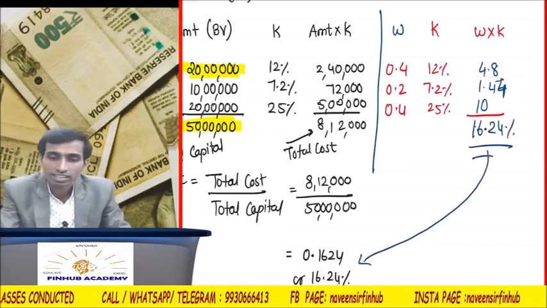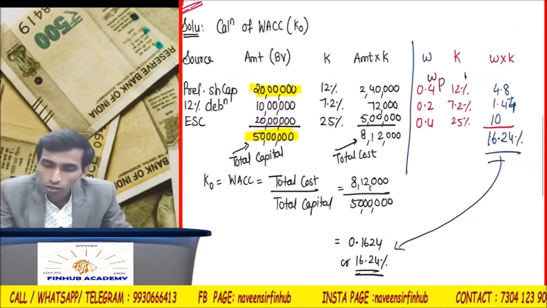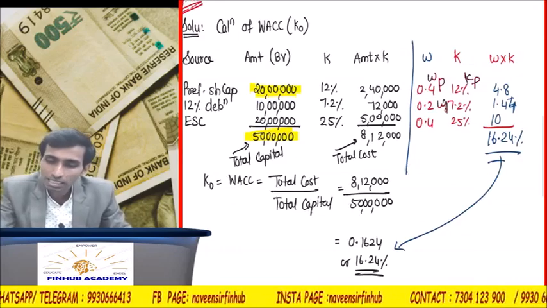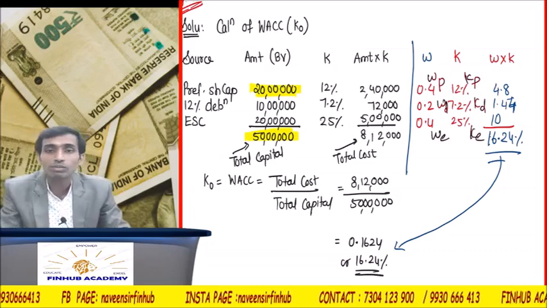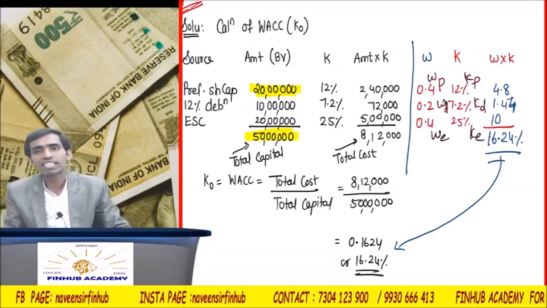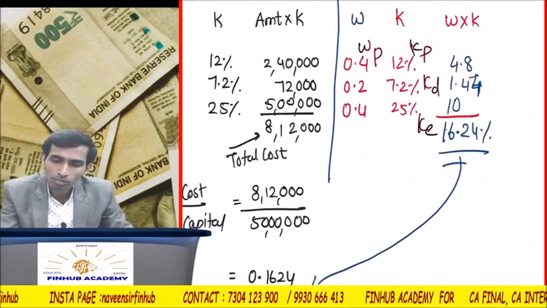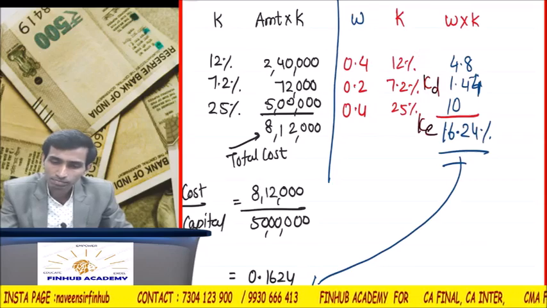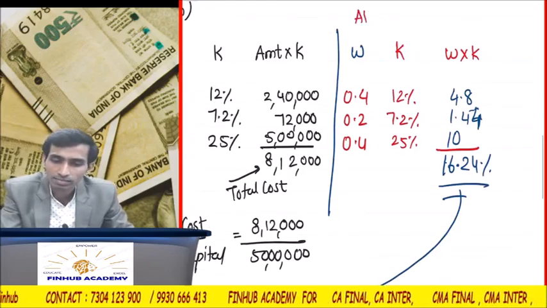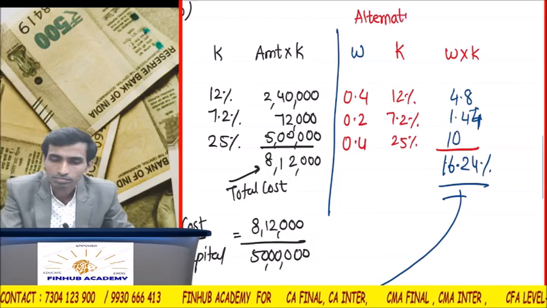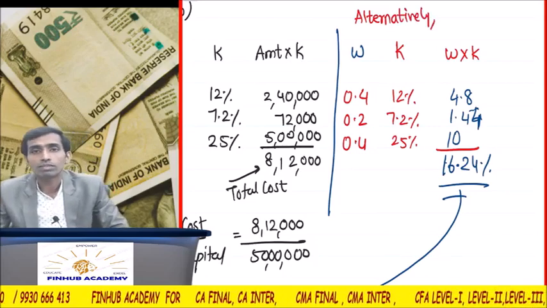Yes. What we did: this was the weight of preference multiplied by the cost of preference. Weight of debt multiplied by the cost of debt. That is the formula I have given above. Weight of equity multiplied by the cost of equity and then the total sum. So isn't it the same? That's the same thing we are doing. Please copy this alternatively. Write alternatively.